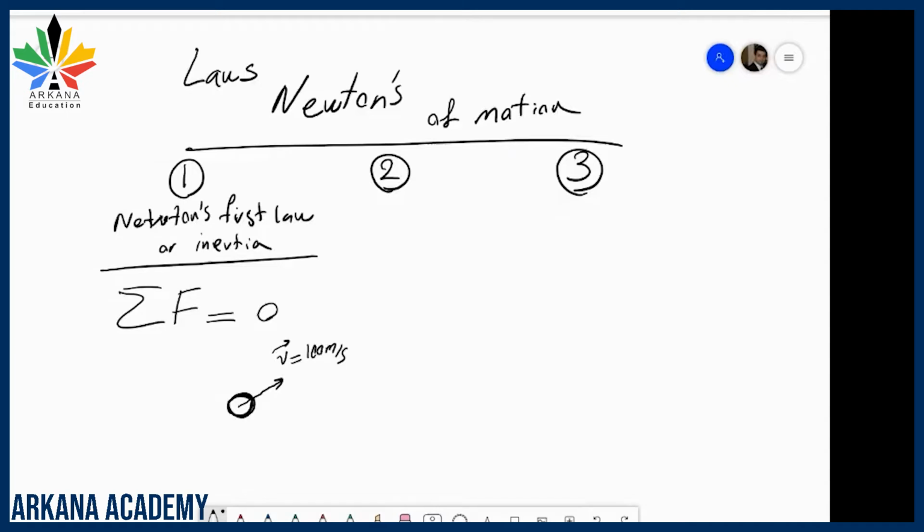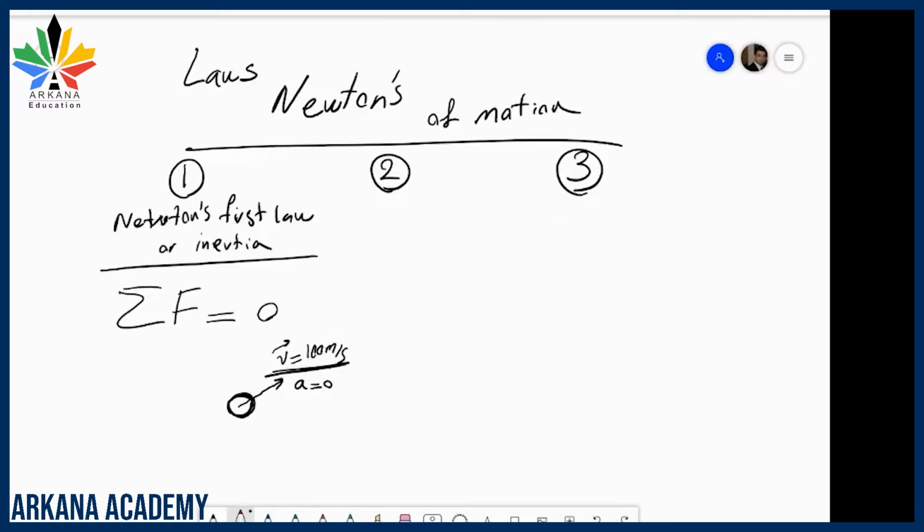Now, we know that the velocity is constant. Velocity constant means there is no acceleration, correct? We learned that in the previous chapter. When the object is moving with constant velocity, it means the acceleration is equal to 0. That falls under the category of Newton's first law of motion, or inertia, which states that if an object is not moving or is moving with constant velocity, in both cases, the resultant force acting on that object must be equal to 0.